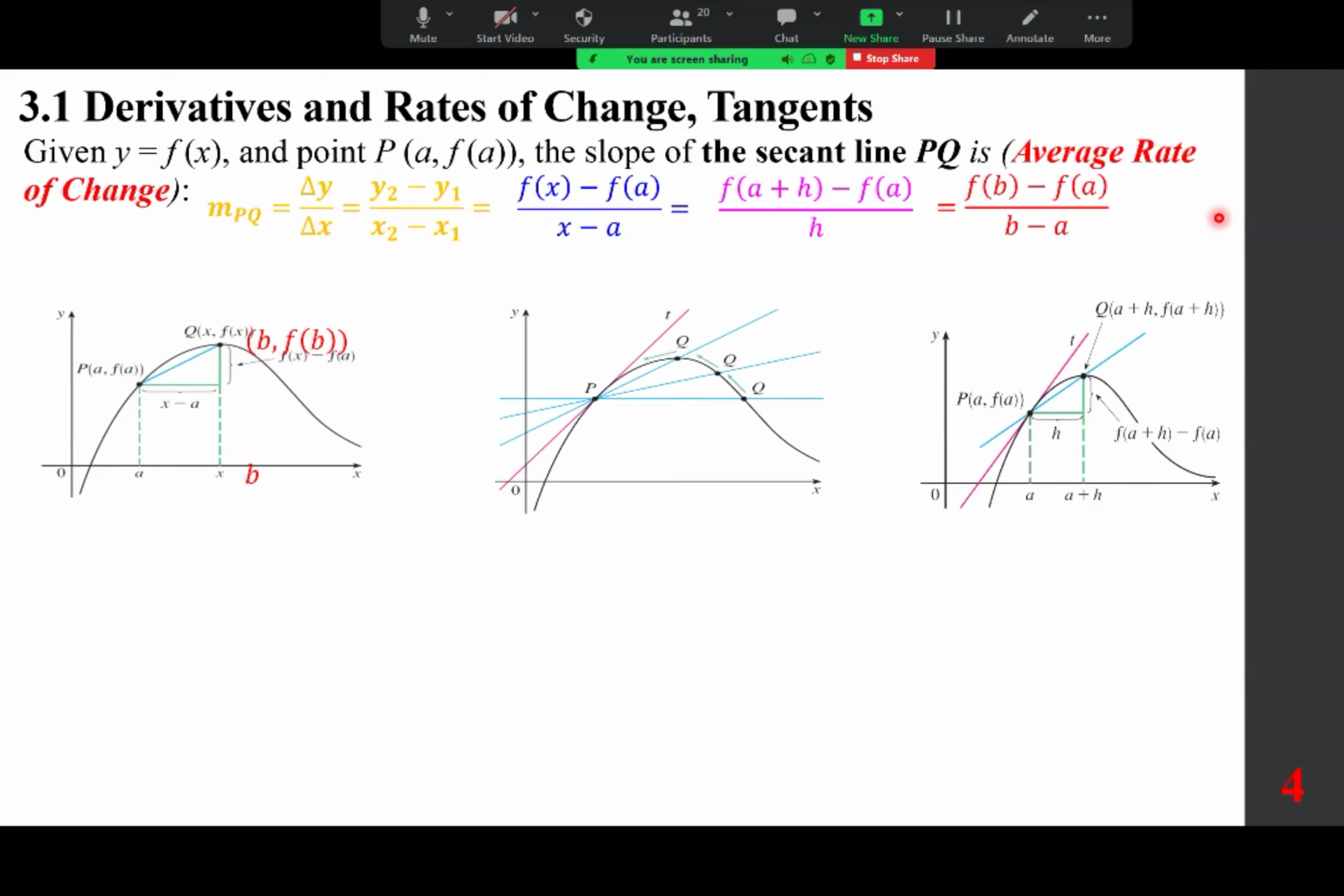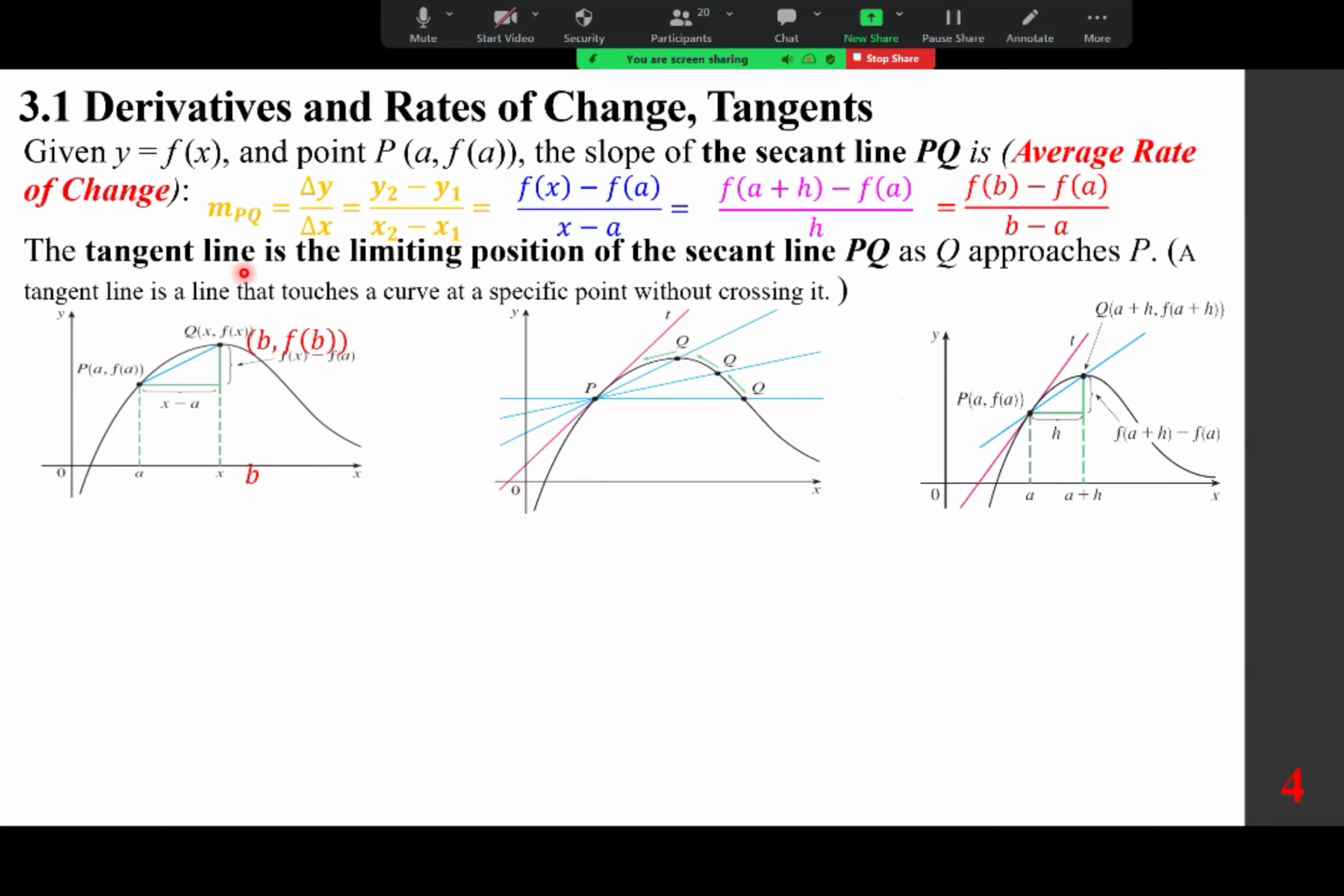Now, what's happening here? The secant line, which is the blue line, is the line PQ, and we are moving it to get closer and closer to the point P, and the blue line becomes the red line, which is what? The tangent line, the red line, is the limiting position of secant line PQ as Q approaches P. A tangent line is a line that touches a curve at a specific point without crossing it.